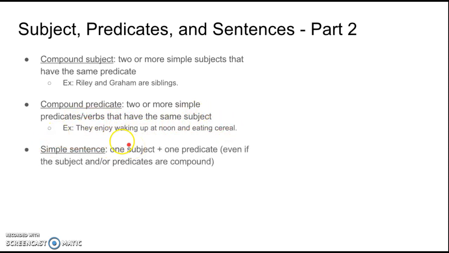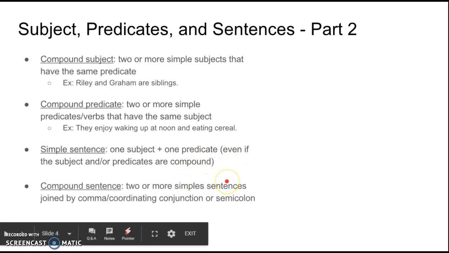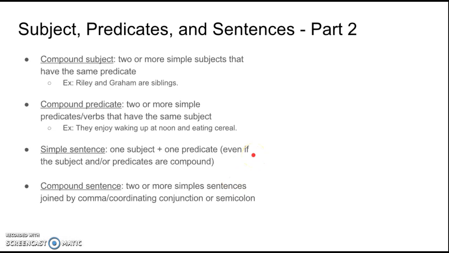A simple sentence is 1 subject plus 1 predicate, even if the subject or predicate is compound. So both of these qualify as simple sentences. A compound sentence is 2 or more simple sentences joined by a comma and a coordinating conjunction, or a semicolon. Let's see some examples of that.